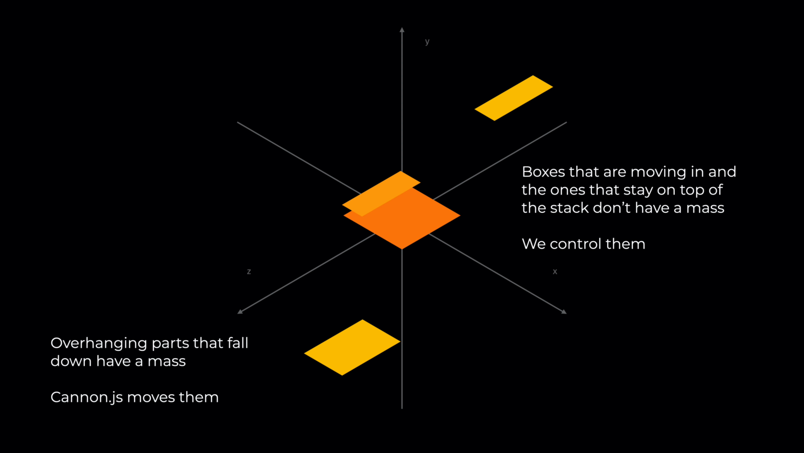And the other case is for the overhanging parts. They will have a mass and Cannon.js will move them. And in our game logic, we won't change their position at all. So the 2 scenarios are that either we control a box and Cannon.js has no saying in it, or Cannon.js moves the box and we won't change it.